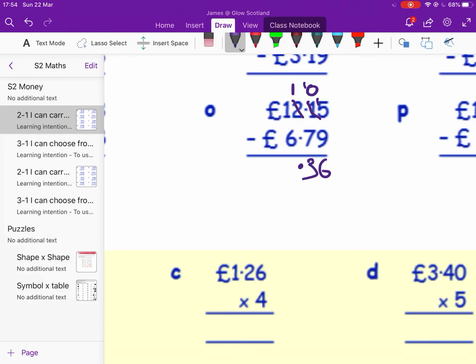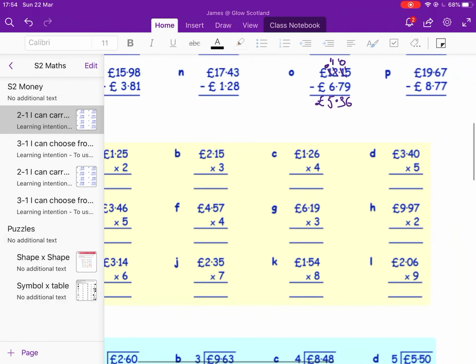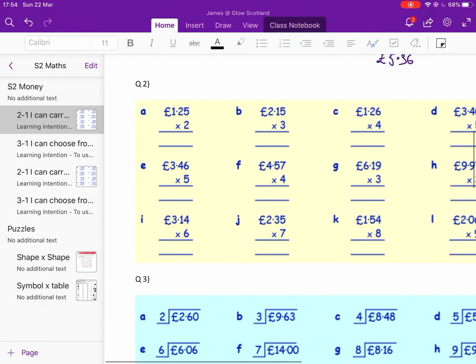Keep my point in line again. Can't do 1 take away 6, so I need to borrow again. So that's going to make that 0. I've now got 11. 11 take away 6 is 5. And then put my pound sign in. So that's an example of the takeaways.